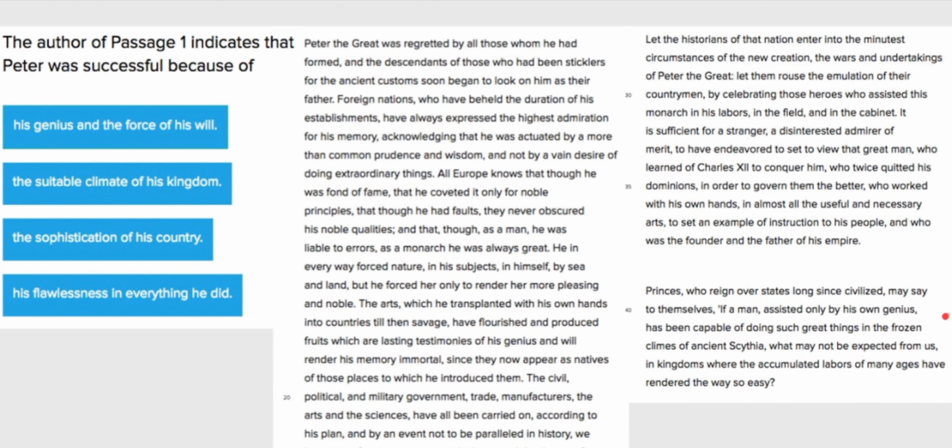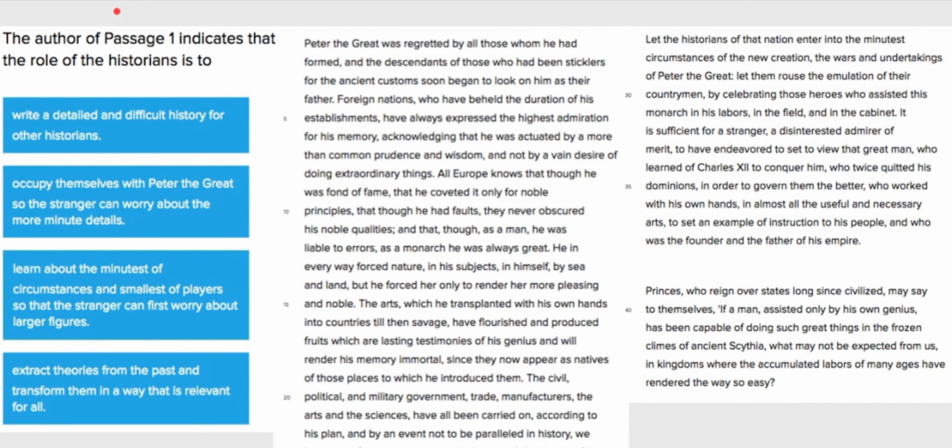We also know from what we just read, if a man assisted only by his own genius could do such great things, and from the other answers that we read where it says he in every way forced nature and his subjects and himself by sea and land, etc., etc., that seems like a pretty strong-willed person. So the first answer choice is going to be the correct one.